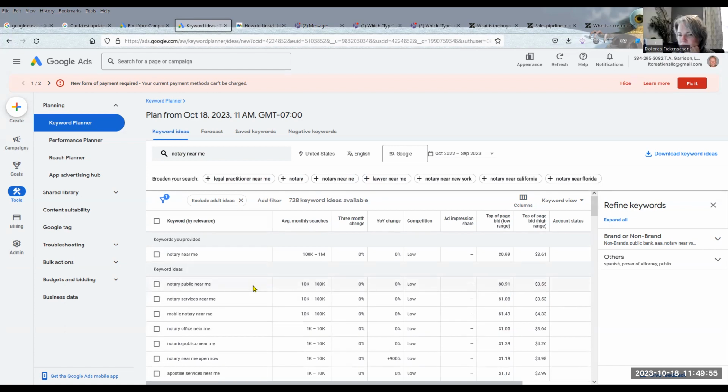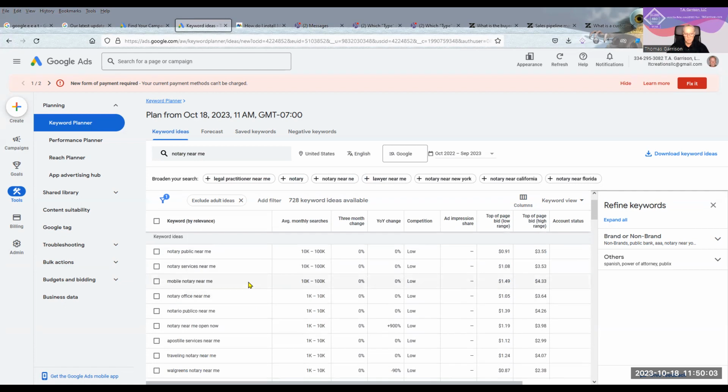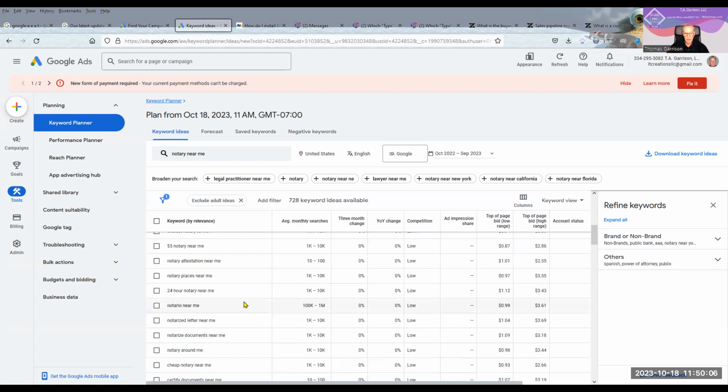And as you do that, Notary Public near me, not as much. Notary Services near me, Mobile Notary near me. And as you go down the list, you'll see that a lot of them reduce as far as the numbers per month, but I don't spell notary, notario, but somebody else wrote that. And believe it or not, there's 100 to 1 million searches a month for notario. Spanish. I was just going to say that it's Spanish, but that's amazing to me. There are that many.